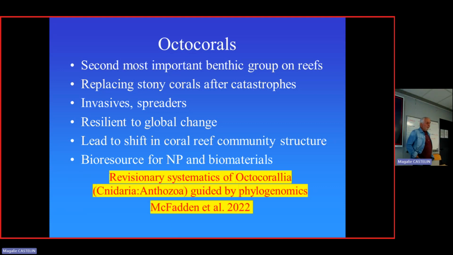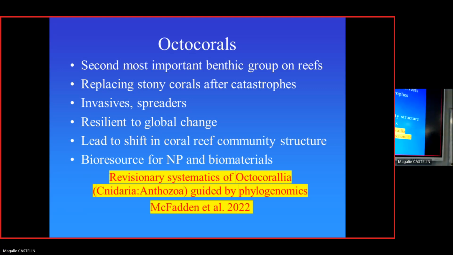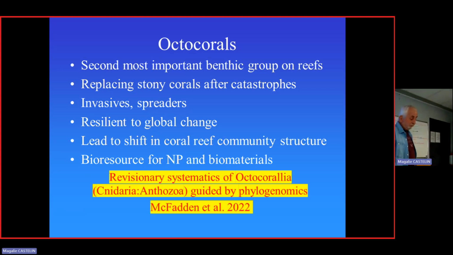This you have heard from Eric and from others during the last days. Octocorals are the second most important benthic group on reefs, replacing stony corals after catastrophes, invasive spreaders, resilient to global change, leading to a shift in coral reef community structure. Maybe on top of everything, a bioresource of natural products and biomaterials, well known all over the world. And as an umbrella to our workshop here, a spiritual, mental umbrella, is the recent paper of my colleagues Katie McFadden and Andrea Quattrini, and my late dear friend Leen van Ofwegen, who passed away about 2 years ago.